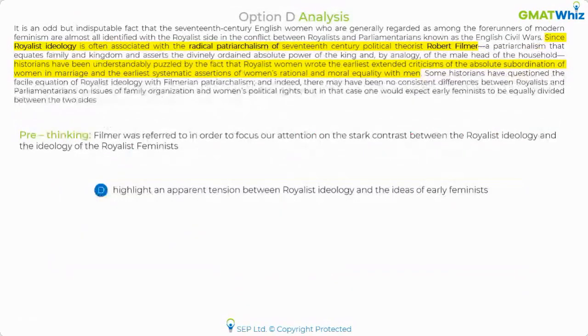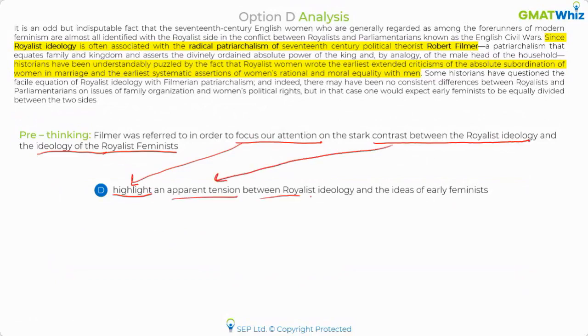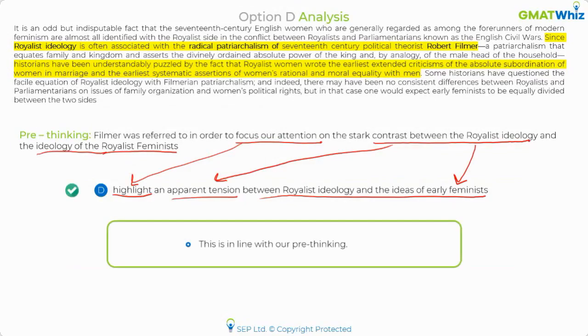Okay. Now, remember our pre-thinking is Filmer was referred to in order to focus our attention on the contrast between royalist ideology and royalist feminist ideology. This choice says highlight, so I'm thinking focus. An apparent tension, I'm thinking contrast. Between royalist ideology and ideas of early feminists, I'm thinking this. So D has everything going for it. Okay. D is the correct answer. My point is, those of you who got it right, please check. Did you get it right for the right reason?